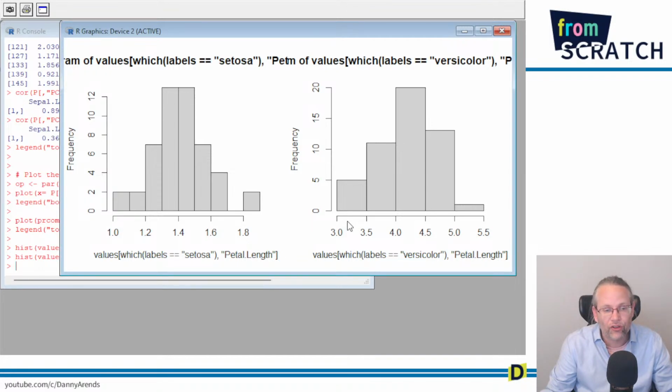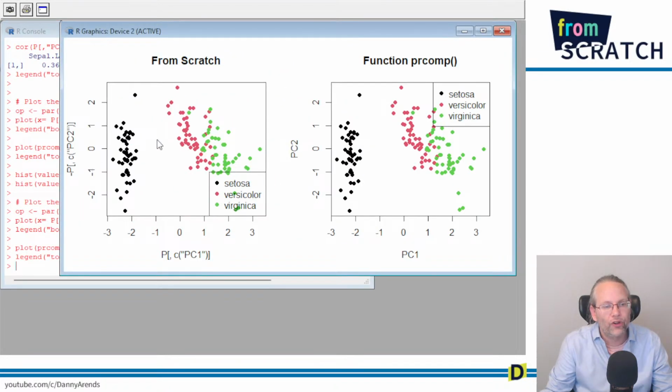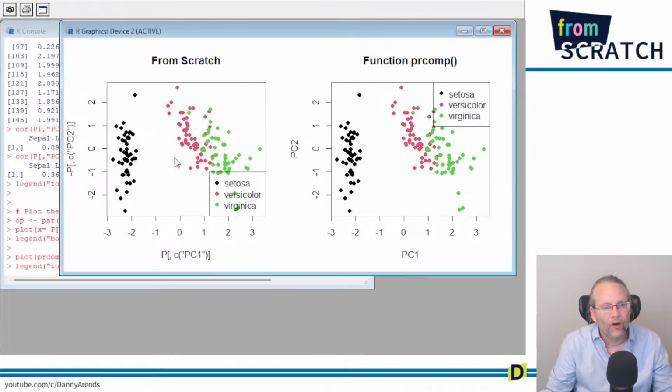So that is caught in the principal component plot as well, because that's what we see here. There's less variance in the petal length of setosas relative to the other two species. So we can use it to interpret our data, and we can reason about what we see.